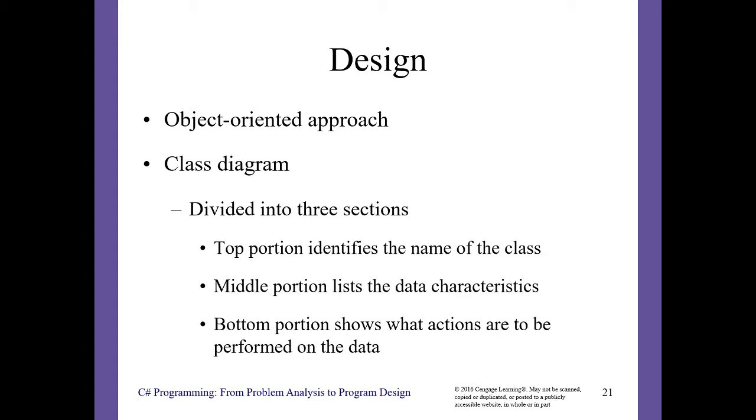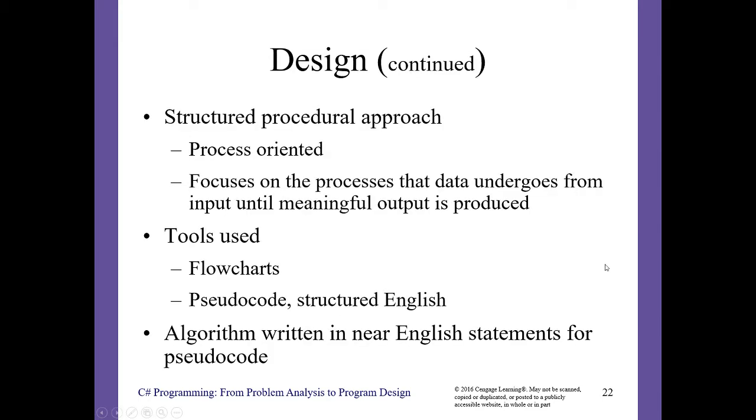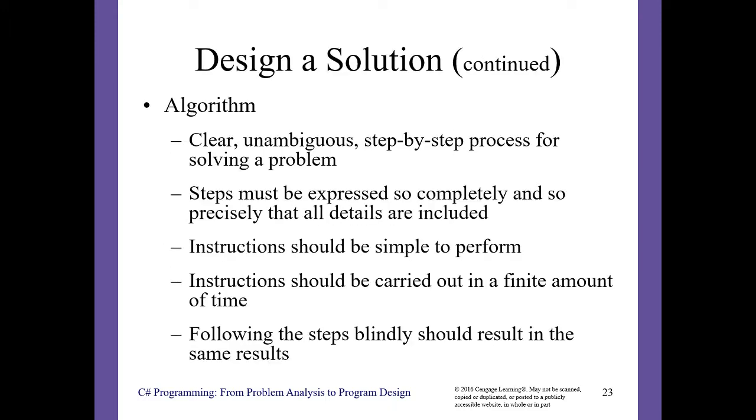That class diagram was divided into three sections: the top identifying the name of our class, the middle identifying the data characteristics associated with that rental car class, and the bottom showing what actions could be performed. In your 120 class or in your previous experience, you've probably seen some design tools like flowcharts and pseudocode, and those are things that you should have an understanding of that help you to create a solid foundation.